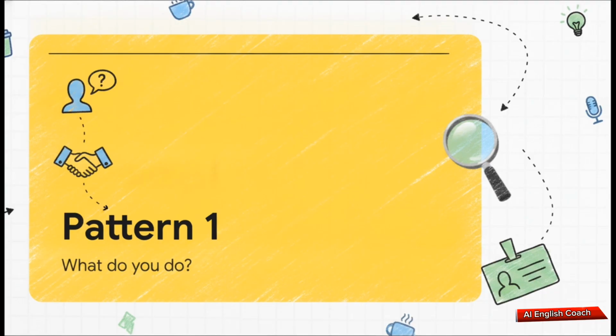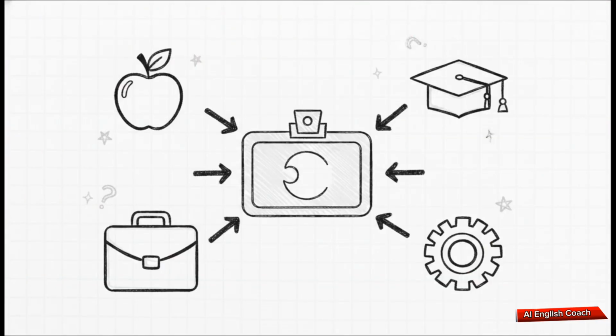Think about it. When you meet someone at a party, a networking event, or even just waiting in line for coffee, this is the question that pops up most often. It's the primary way we establish exactly who we're talking to. And here is exactly how you handle it. Think of these options as your empowering menu, so to speak. You just plug your reality into these phrases.